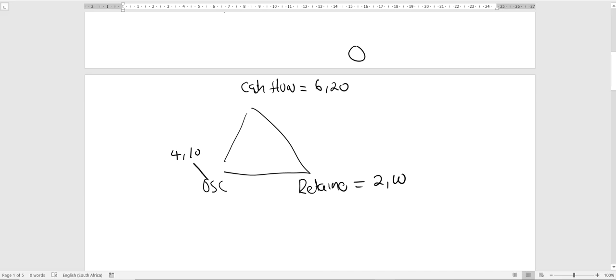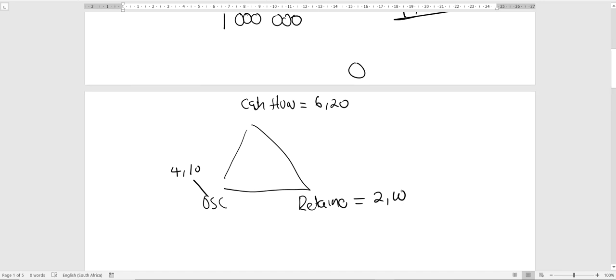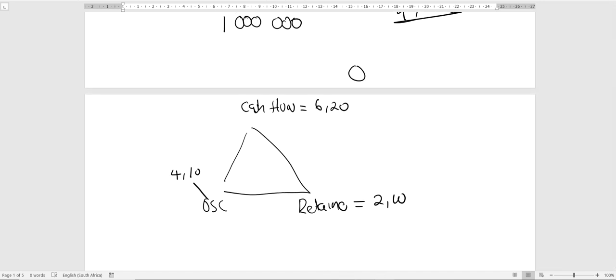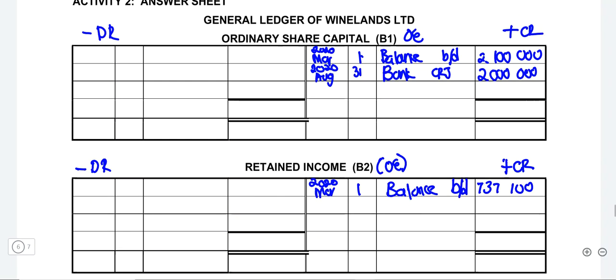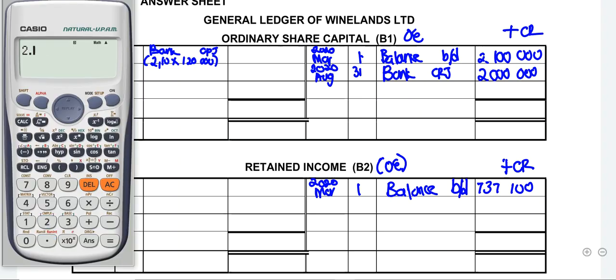So we need to update the ordinary share capital and the retained income with this new information that we have collected here. So let's go to our ordinary share capital first. Remember, the repurchase takes place in November, so we need to come back here. We're going to say 2020 November, the 30th. Then we are going to say bank CPJ, because we are paying. Then here we're going to say 2 rand 10 multiply by 120,000. Okay, so let's see how much we'll get. If you say 2 rand 10 multiply by 120,000, you are getting 252,000.